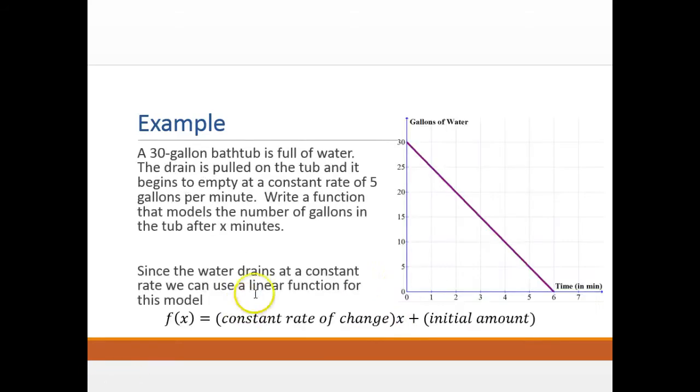However, we need to recognize also that the domain of this model is limited. It only goes from 0 to 6 minutes because it doesn't make sense to continue to lose water out of an already empty bathtub. Nor does it make sense to go back in time beyond where the tub is full.